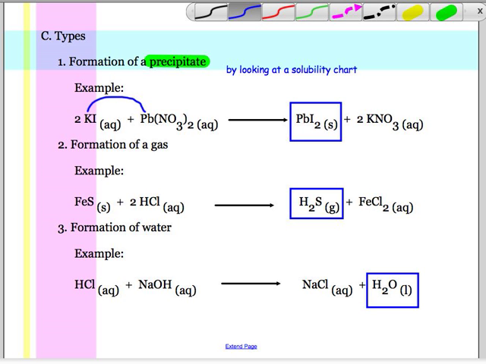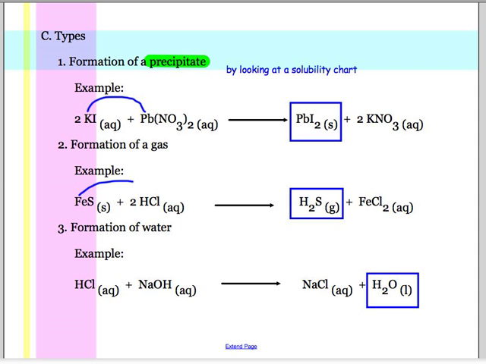If we look at the next one, we're making a gas. And again, the metals are just switching. Well, the positive ions are switching, I should say. So iron was with sulfur. Now he's hanging out with chlorine. And hydrogen was with chlorine, and now he is coming up front and he's hanging out front with hydrogen.